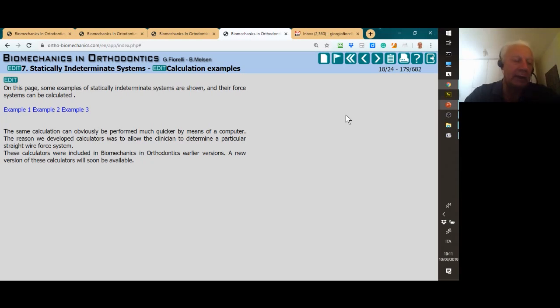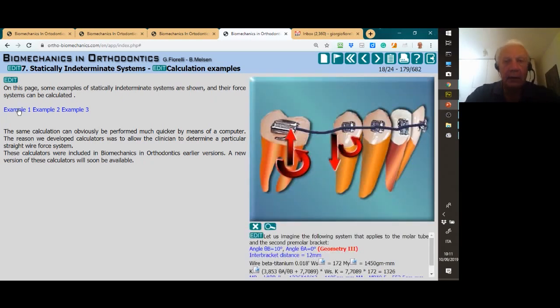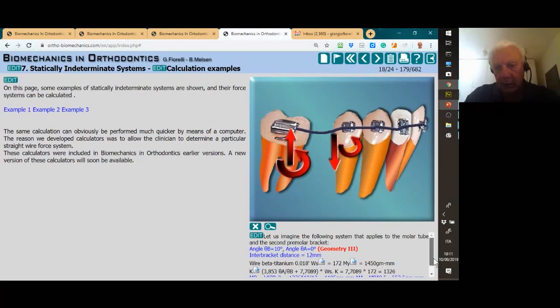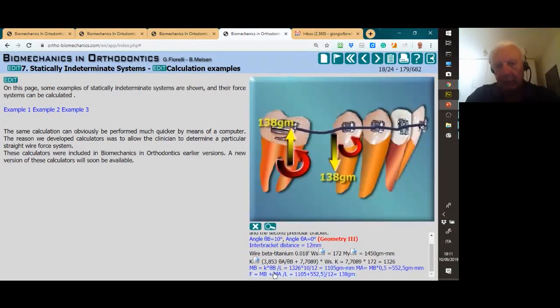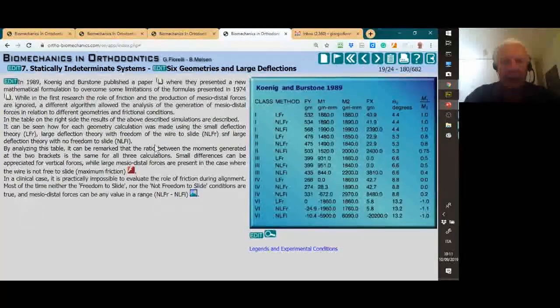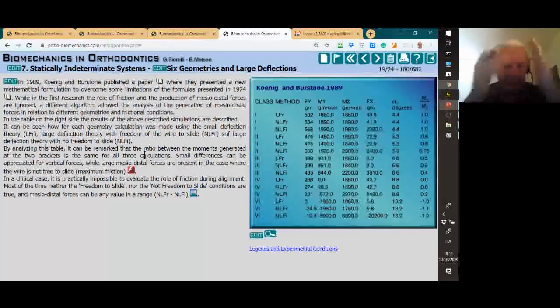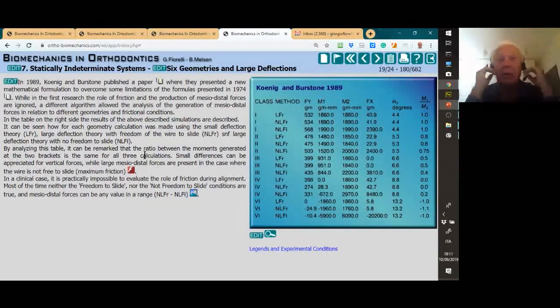So we have to accept the fact that when we use statically indeterminate mechanics, even if theoretically I could come here and make a lot of calculations and find out, this is just a theoretical exercise. So we just know that in practice we need to work with the only idea that we know the direction of force and moments, if we are good, but we don't have an idea of the amount of them.